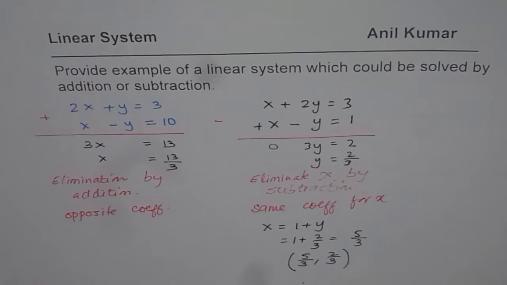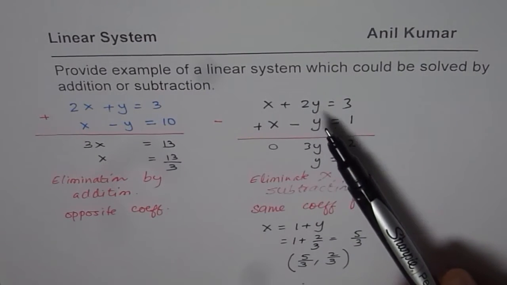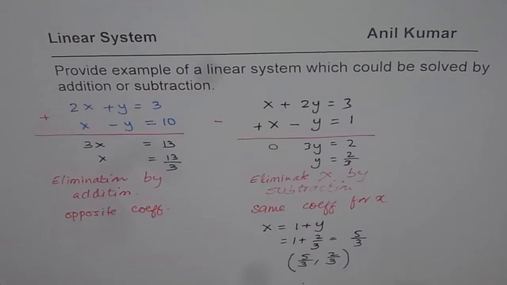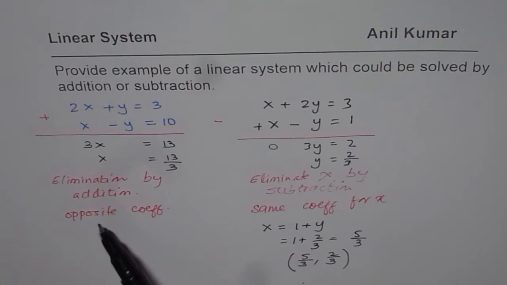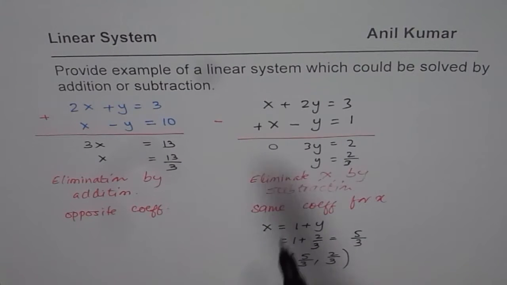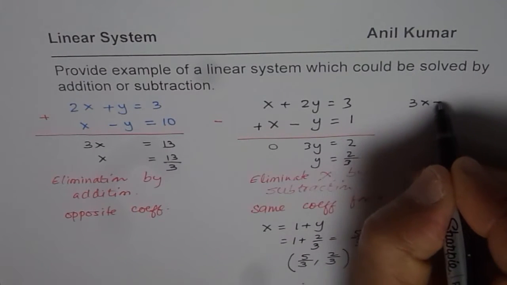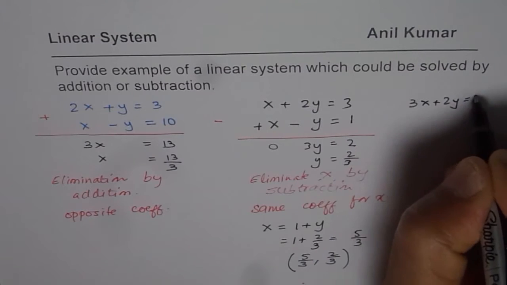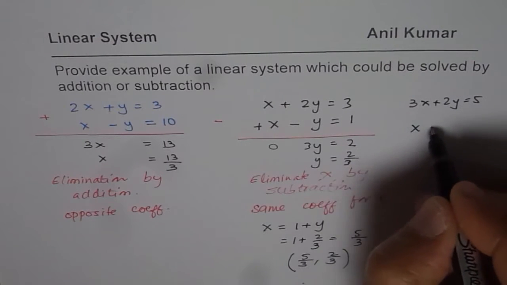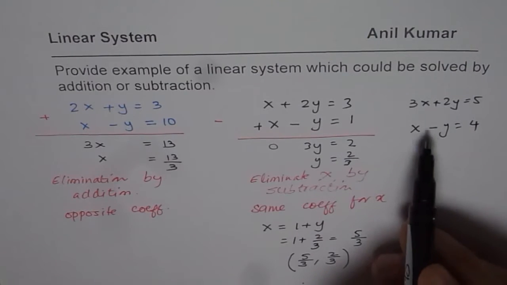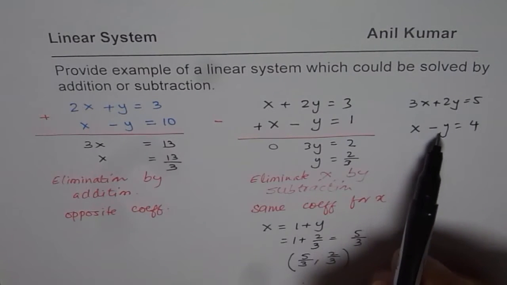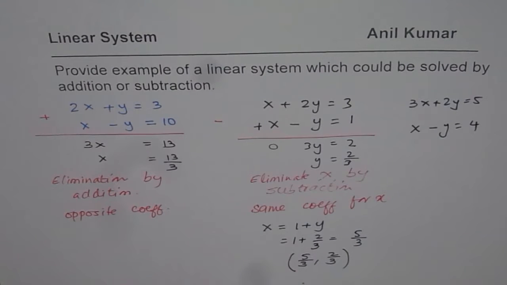It is important to note that in these cases we were given the coefficient of one of the variables as exactly the same or opposite. So in those conditions, same or opposite, we can add and subtract. But in case we have equations which are, let's say, 3x plus 2y equals 5, and x minus y equals 4, in such cases where the coefficients are not the same, what do we need to do? We have to make them the same, right?